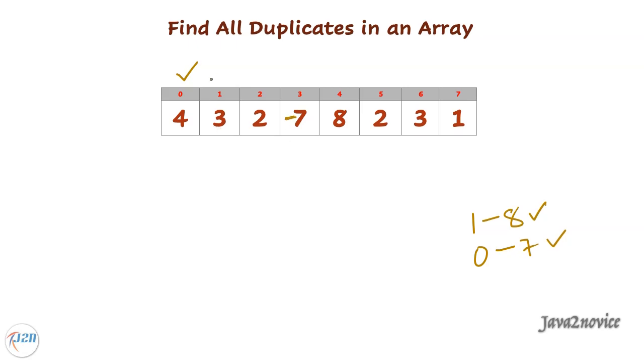Let's move to the next iteration. 3 is the current element. 3 minus 1, which is 2. 2 is the index we should visit. 2 is the element at index 2. Since we have visited this element, let's make it negative. We will move to the next iteration. 2 is the element. While calculating indexes, we will consider absolute numbers only, I mean positive numbers. So 2 minus 1, which is 1. 1 is the index we should visit. So 3 is the element at index 1. Let's mark it negative.